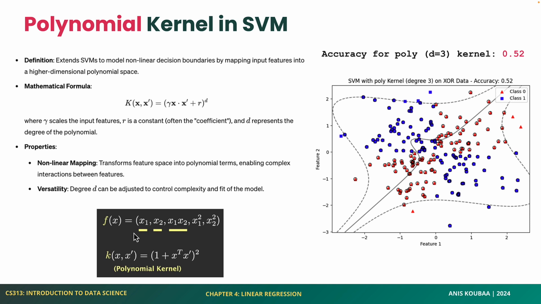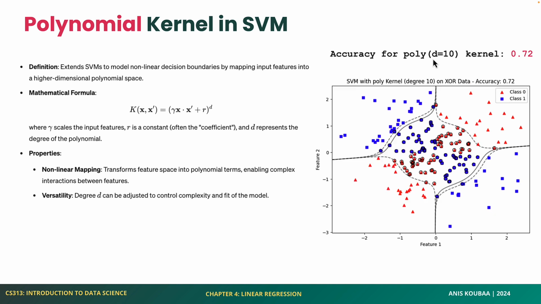So basically, if we have a quadratic transformation, the kernel will be 1 plus the dot product, raised to the power of 2. So this is R, and this is the dimension of the polynomial. This is a polynomial of degree 2 in this particular case. And here we have 3.